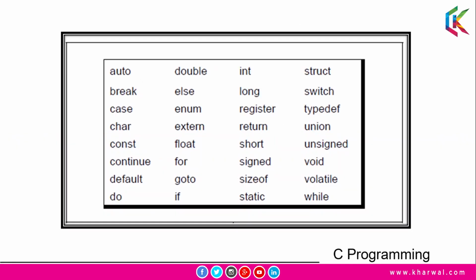Guys, this is the list of available keywords in C programming, and mainly we are going to use int, float, void, double, long, auto, break, do, while, if, else, static, sizeof, etc.